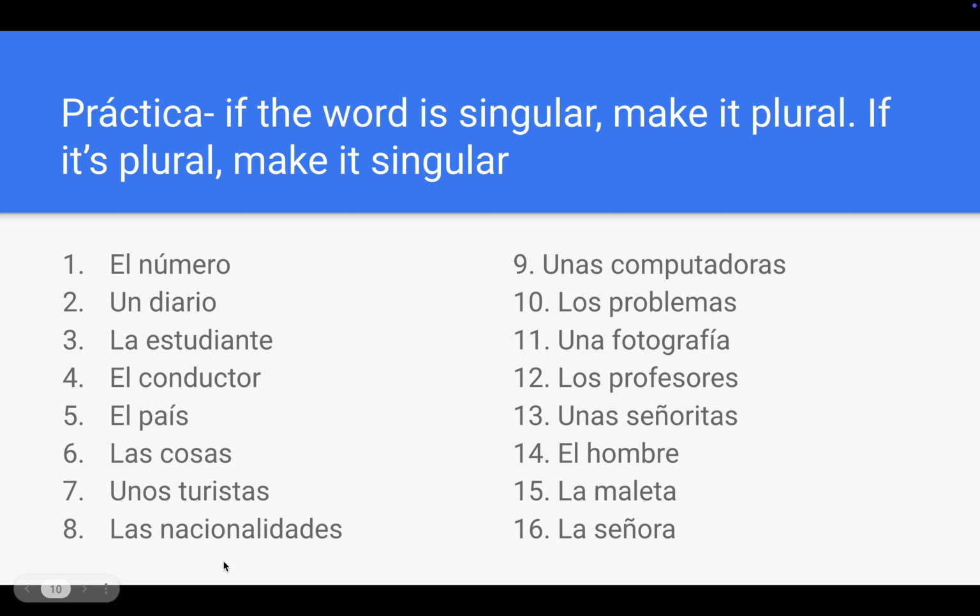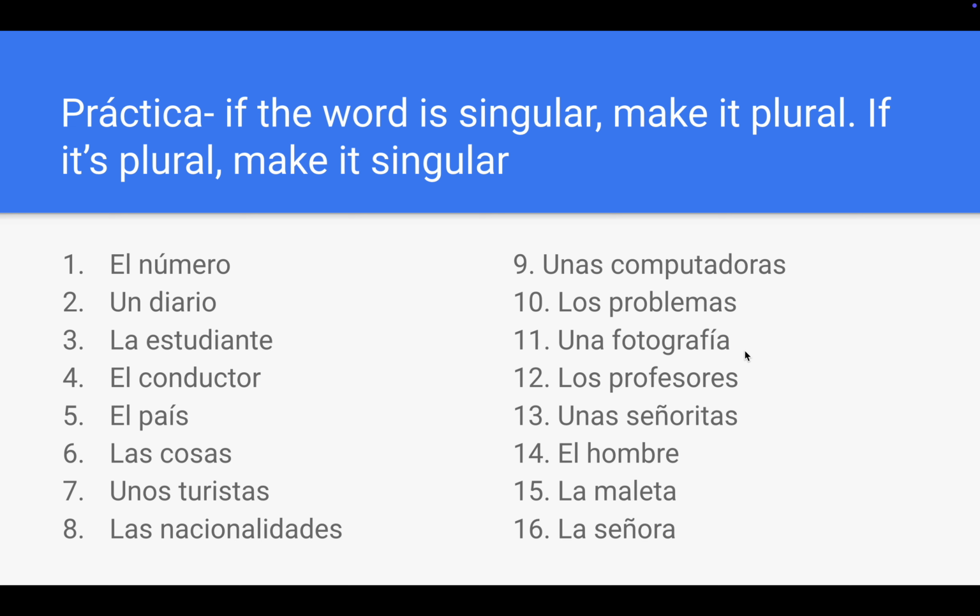In number 8, we're going to make this la nacionalidad. So it should end right here at the D. Number 9, we're dropping the S's, una computadora. 10 becomes el problema. Remember, this has an MA ending, so it's masculine. But if you didn't remember that, the los here is also a really big clue. That's telling you it's masculine. You just need to make los singular. So it would be el problema.